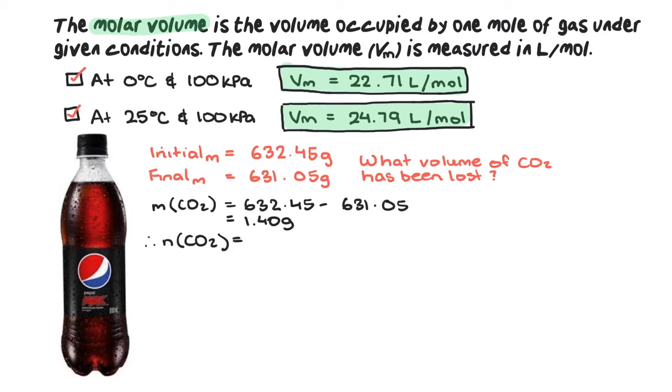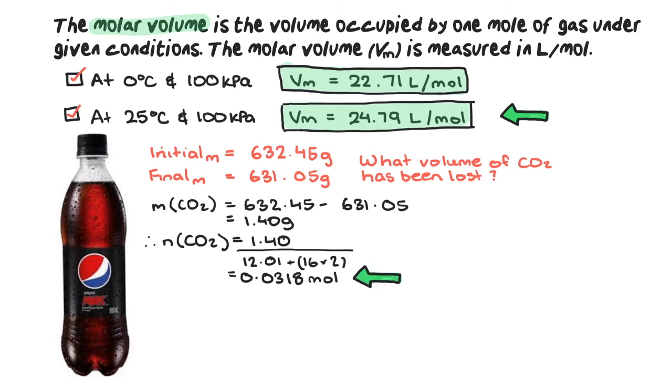We'll convert this to moles, which is mass over molar mass, giving us 0.0318 moles. Now we know that 1 mole of any gas at these conditions gives us 24.79 liters, but we don't have a mole, we only have 0.0318 moles. So all we do is multiply these two numbers, which gives us 0.788 liters. Remember that the answer will always result in liters.